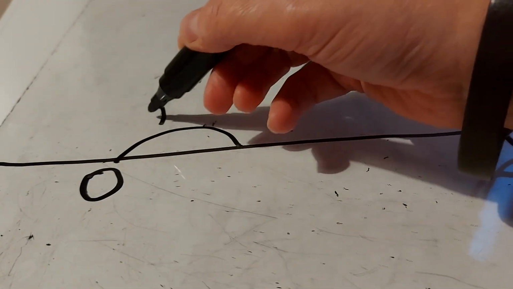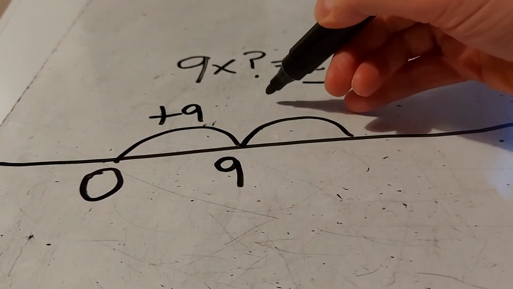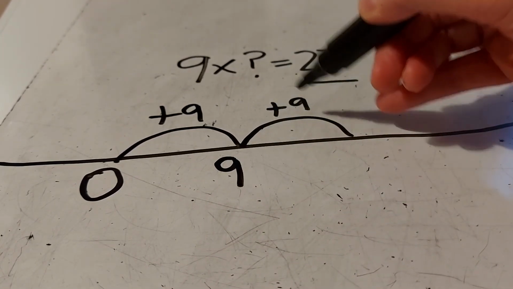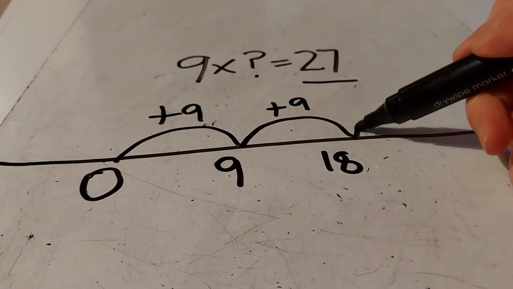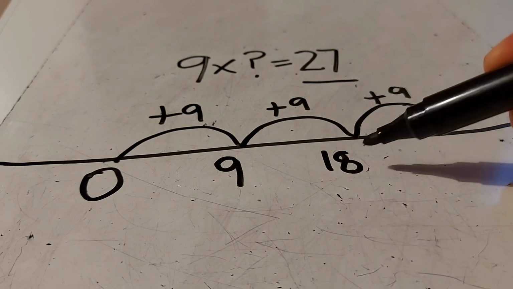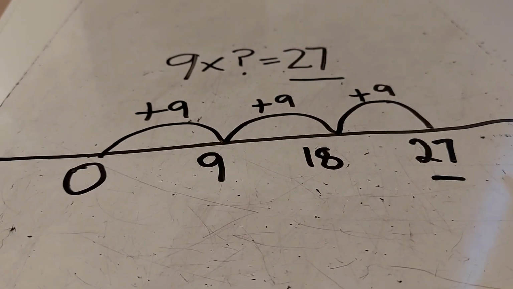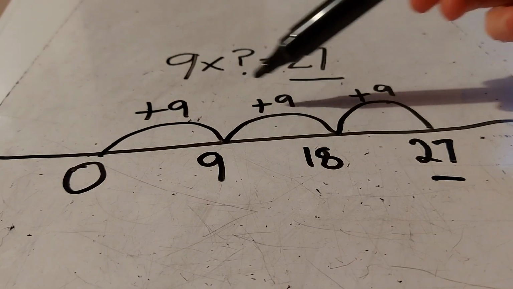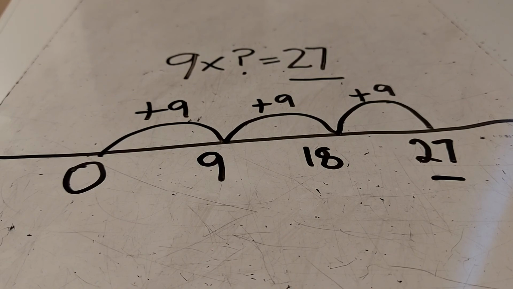I'm going to add the first lot of 9, which is 9. And then I'm going to add another lot of 9. 9 add 9, or double 9, is 18. And I'm still not at 27 yet, so I'm going to add another 9. 18 add 9 is 27. So I've arrived at 27. I just count the number of hops. 1, 2, 3. 3 lots of 9 make 27. So going back to the calculation that we were asked to complete, I rub out the question mark and I am able to write the answer, which is 9 times 3 equals 27.